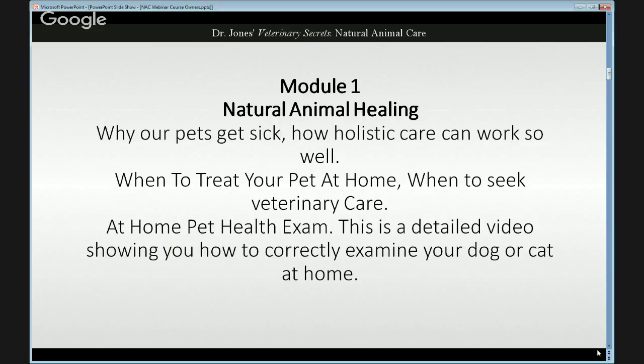Then going through the list of possibilities, but knowing how to do a proper exam at home, forming a list of possibilities, ultimately coming up with your tentative diagnosis, and then a course of treatment. So I really want you to take the time again, refer back to that pet health exam, one of the biggest parts of this module, and then get comfortable doing this at home.